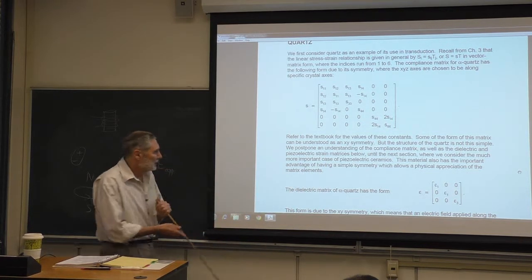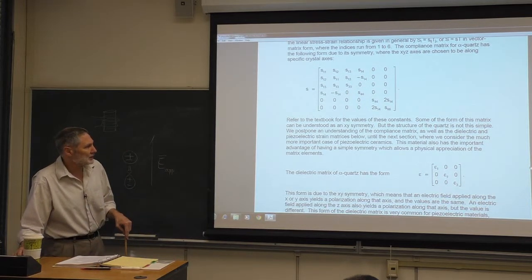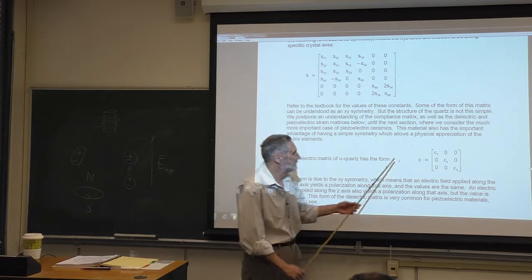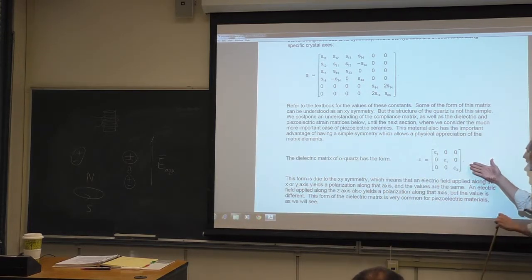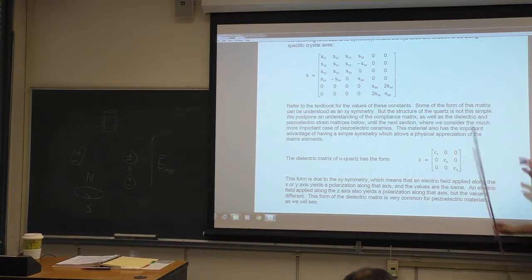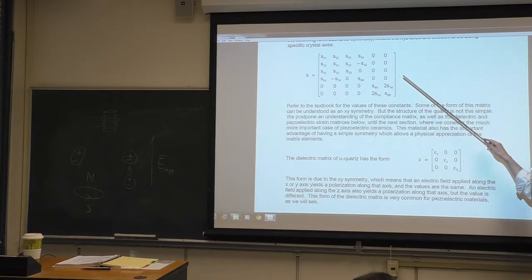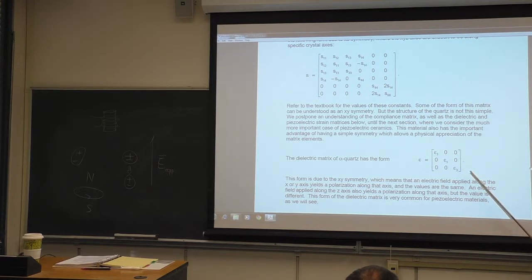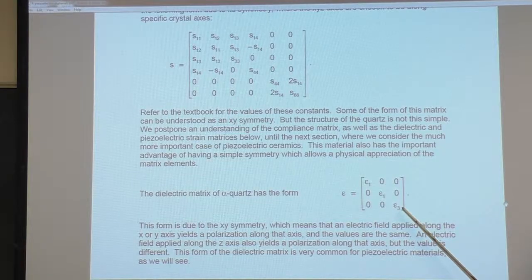Right. Okay, now it turns out for quartz, look at this. This is nice. It's diagonal. The permittivity matrix is diagonal. Again, you can see the XY symmetry here. It will turn out that for piezo ceramics, we actually have a simpler matrix than this, which is nice to deal with. It'll have the same structure: same permittivity constant in the X and Y direction, but different in the Z direction.